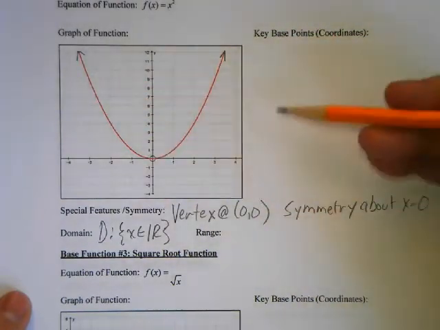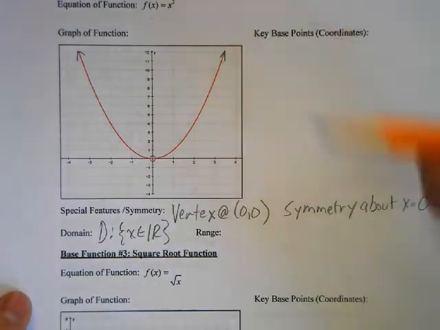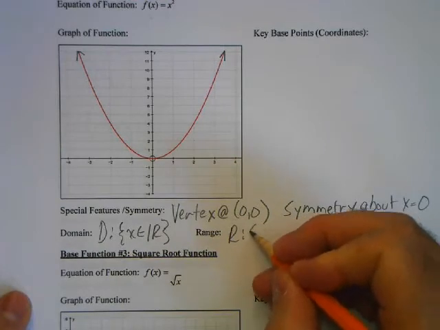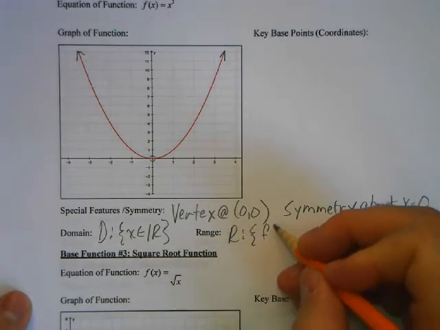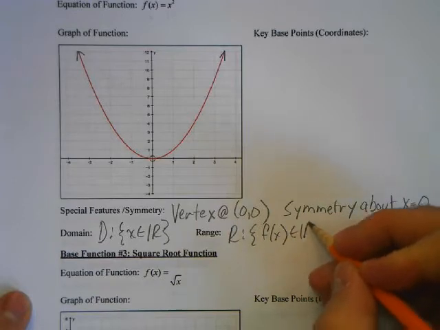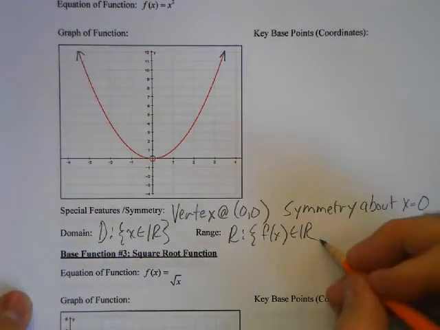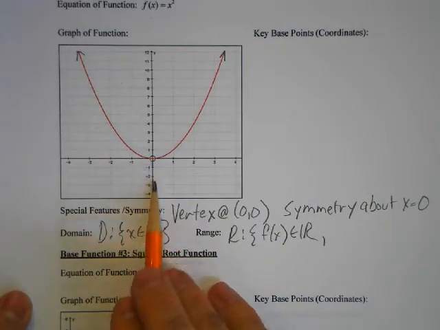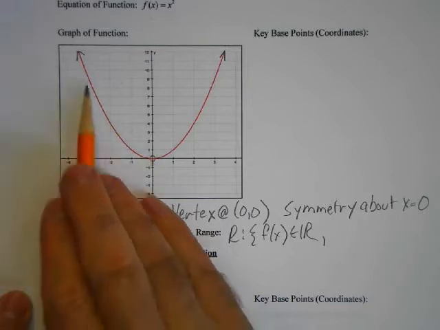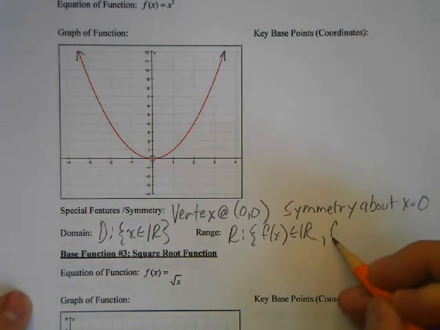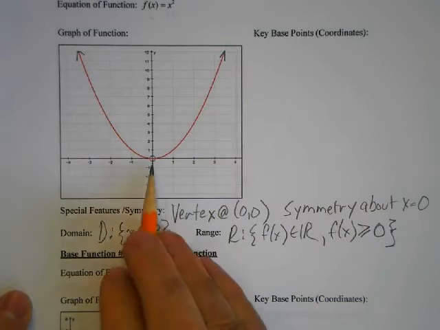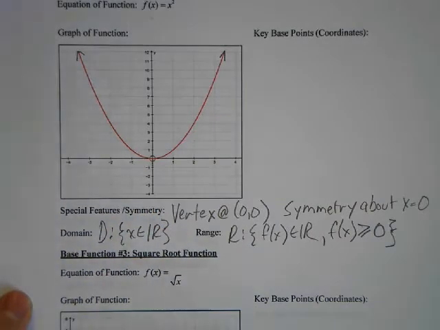So for this base function, y equals x squared, f of x equals x squared, we would say the range is f of x is a real number. And again, you could put y if you're struggling with this. And for this example, y could be 0. It can't be anything negative, but it could be 0 or anything above. So f of x is greater than or equal to 0. That's our restriction. That's basically saying the y coordinate can't be negative.